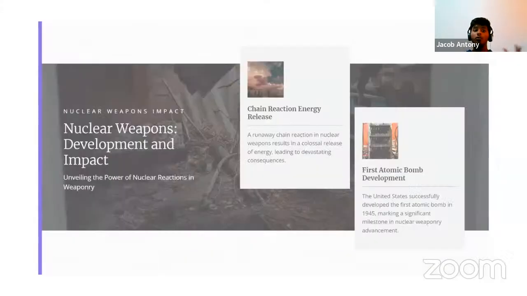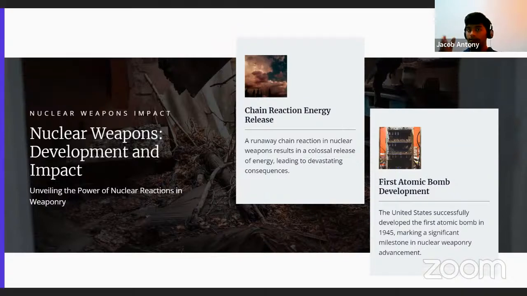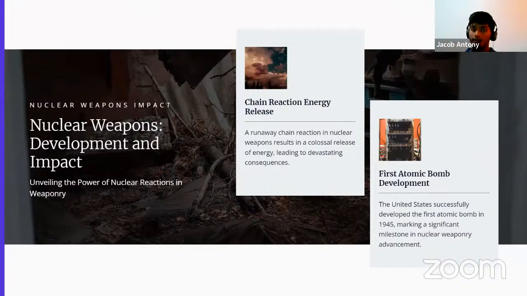Now we'll be talking about nuclear weapons, the development and impact. So what we can see here is chain reaction energy release. A runaway chain reaction in nuclear weapons results in a colossal release of energy, leading to devastating consequences. This is how a bomb works, for example. One particular atom in a bomb splits, hits the other atoms, and this process creates fission. And the amount of energy released is very high.